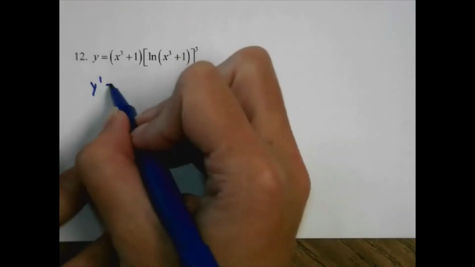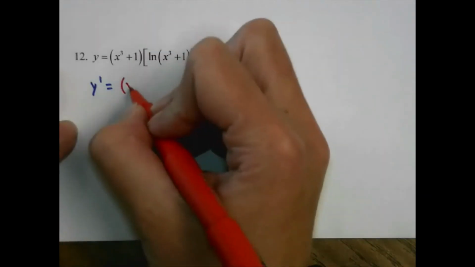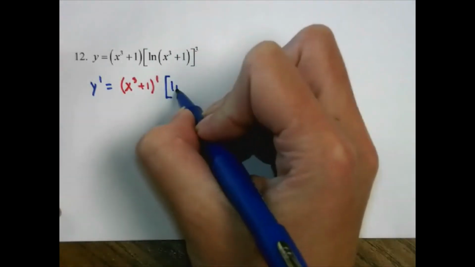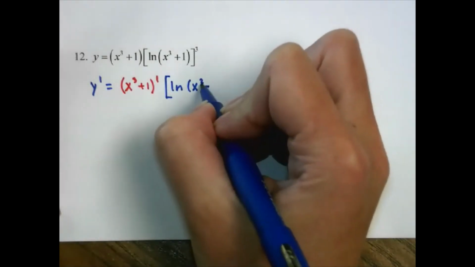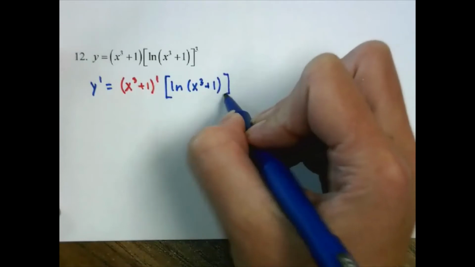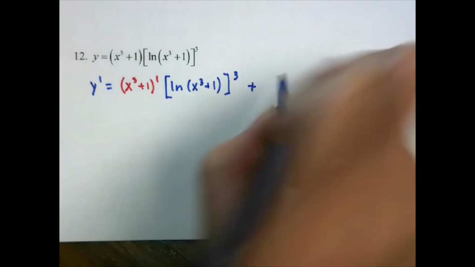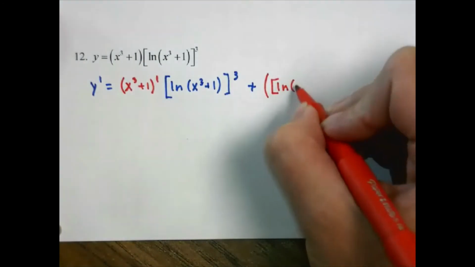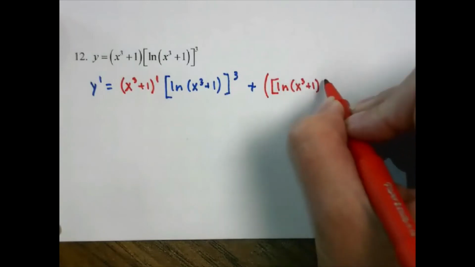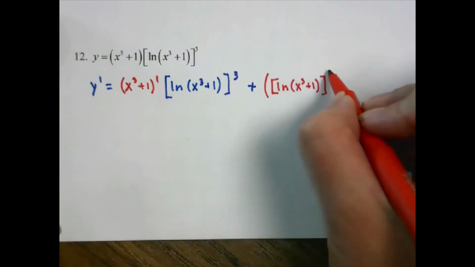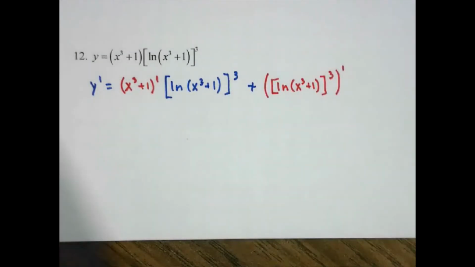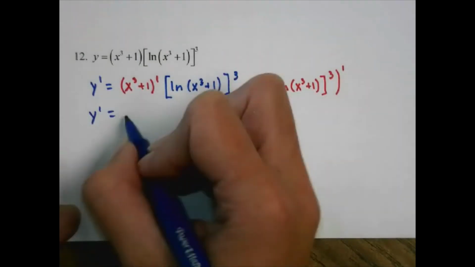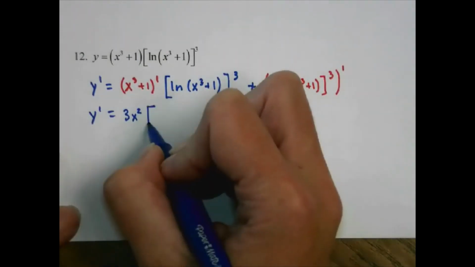And another product. So y prime equals x cubed plus 1 prime natural log x squared x cubed plus 1 cubed plus the first times the cubed prime. So when we get to that, we're going to have a lot of chain. But here, this derivative is 3x squared.